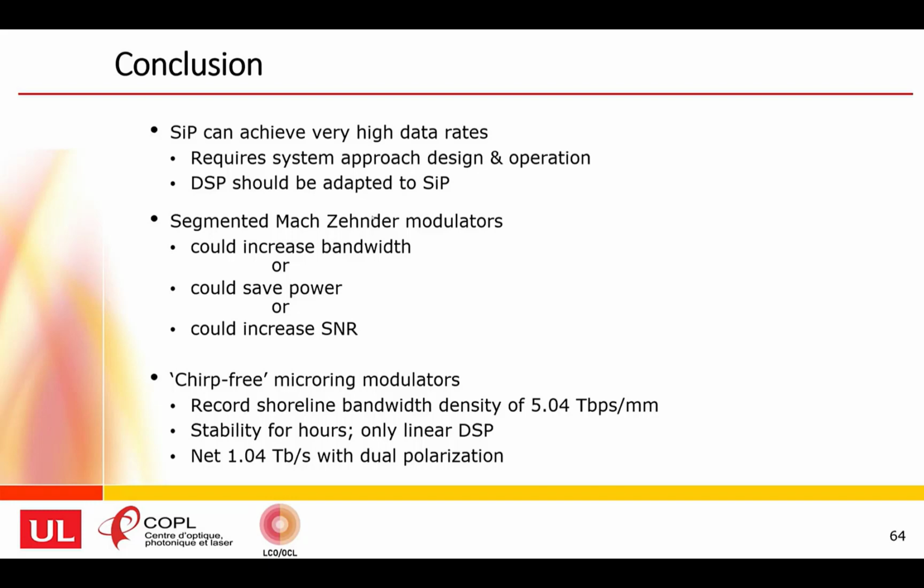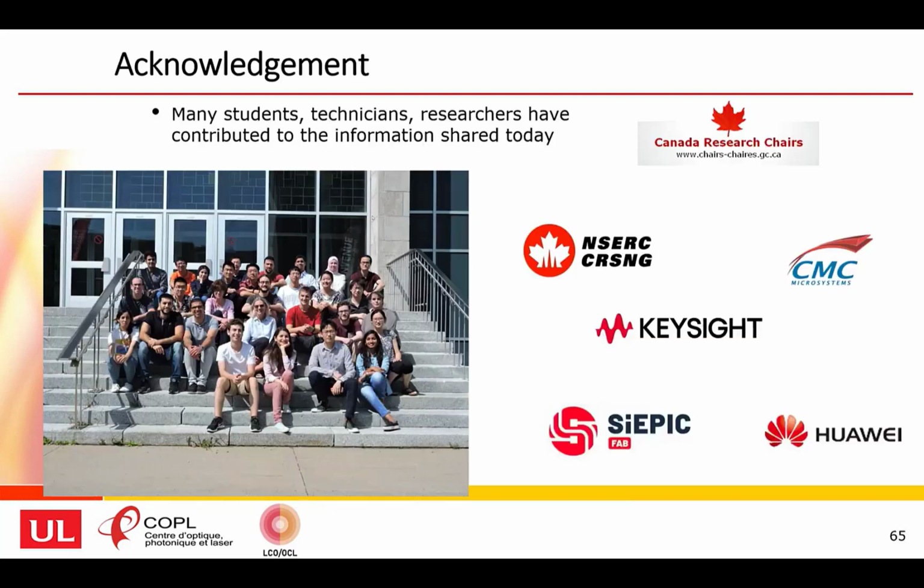So in conclusion, I'd like to say that silicon photonics can indeed achieve very high data rates. And I propose the systems approach where we can look at both the design and the way we're going to operate these devices. I talked about segmented modulators and how they could be used to increase bandwidth, save on power, or increase signal-to-noise ratio, depending on how you exploit them. I also discussed our chirp-free microring modulator and demonstrated how we were able to achieve record shoreline bandwidth density and 1 terabit per second modulation.